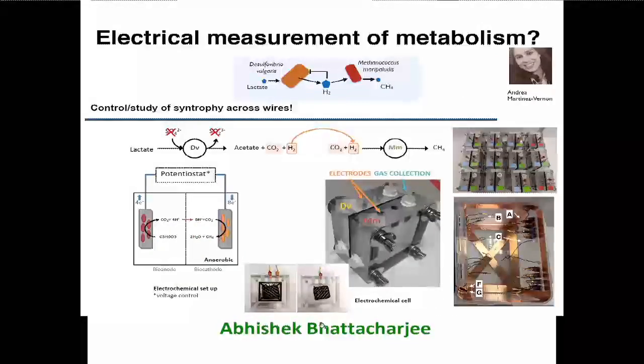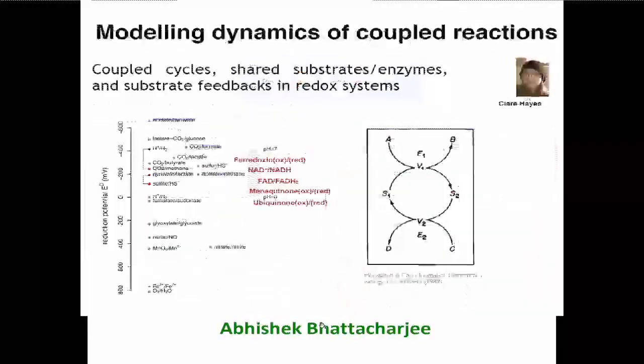And finally, we are trying to see whether species can directly transfer electrons without these intermediaries like hydrogen that I was explaining, to see whether we can measure minute currents by coupling a few numbers of cells together.